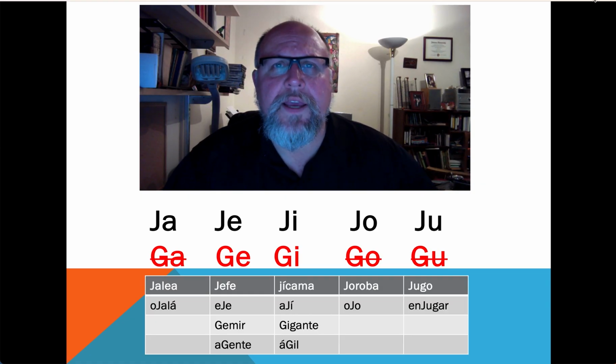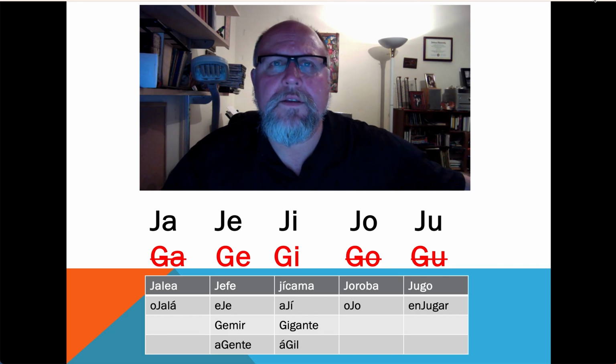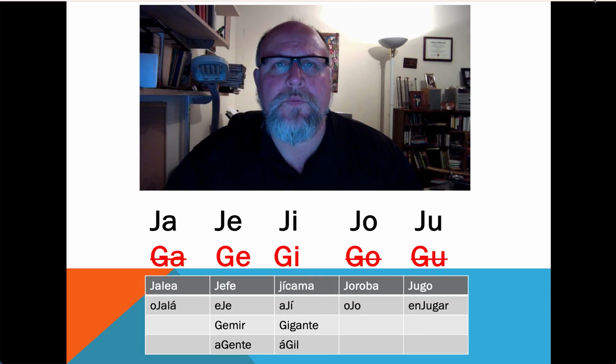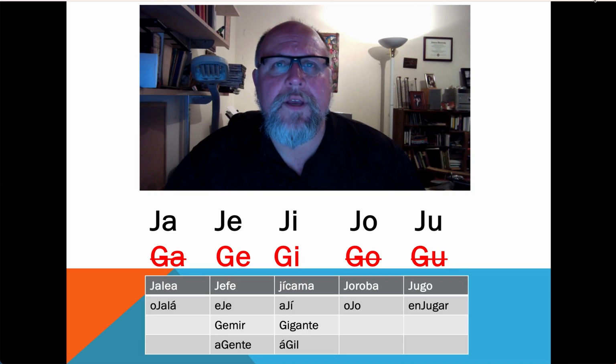First word, gemir. Gigante. And when it's in the middle of the word as well: agente. And finally, ágil.